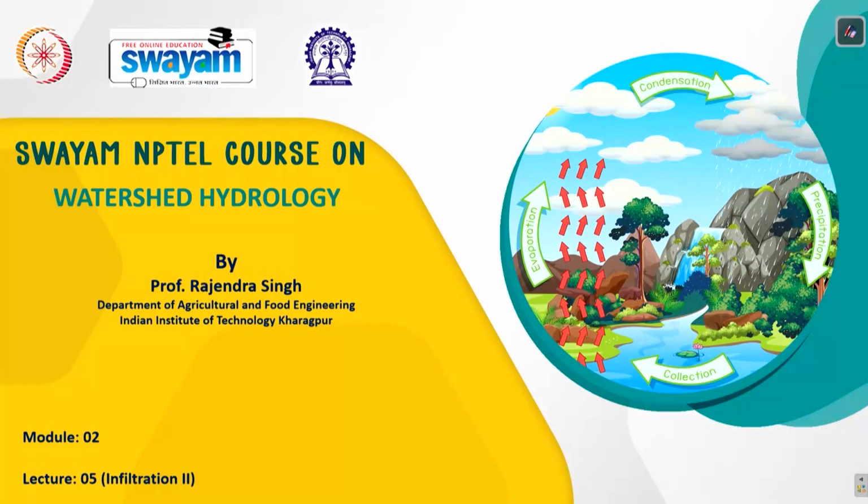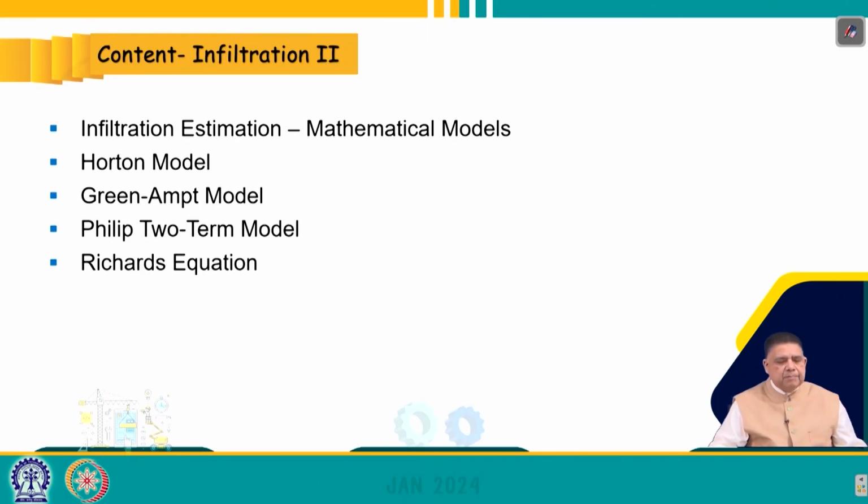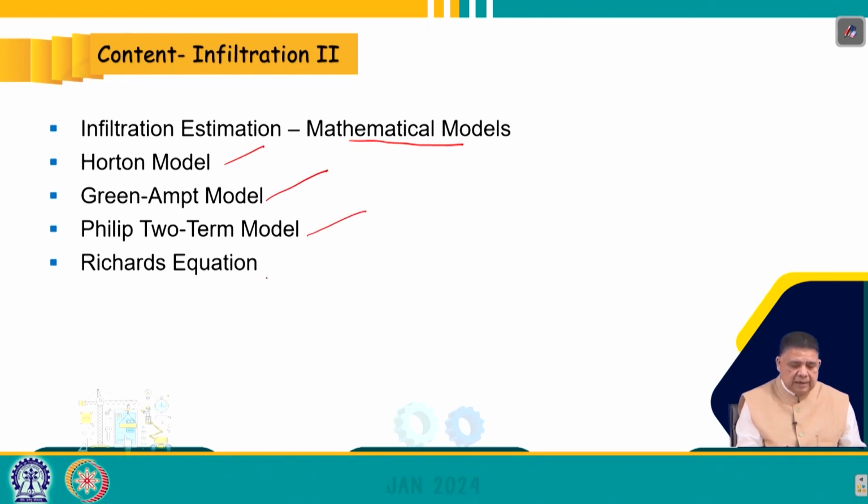We are in module 2, this is lecture 5, and we will continue with infiltration, that is infiltration part 2. In this particular lecture, we started with talking about mathematical models of infiltration estimation in the previous lecture. We will continue with that and we will talk about Horton model, Green-Ampt model, Phillips two-term model and Richards equation.